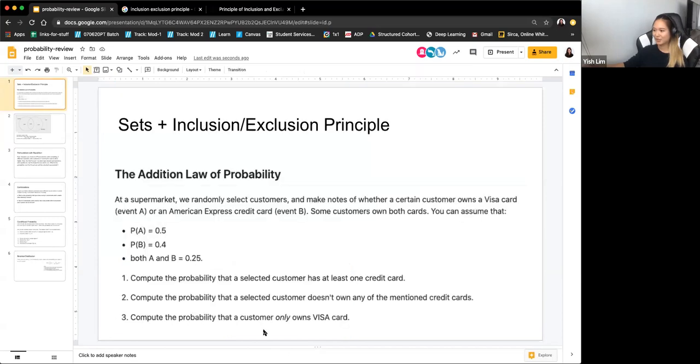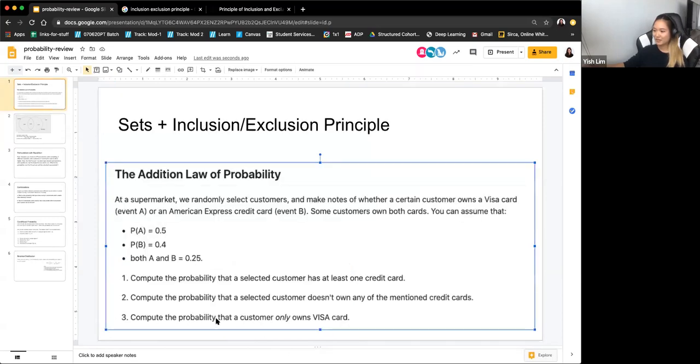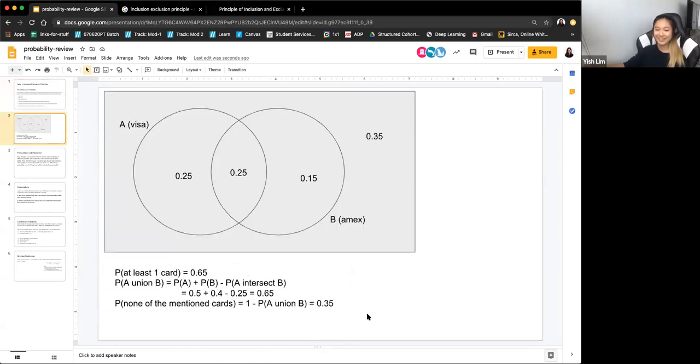All right, the last part: compute the probability that a customer only owns a Visa card. Again, very lucky that we had drawn this all out, but only a Visa card would be this crescent here. So we know straight away it is 0.25.